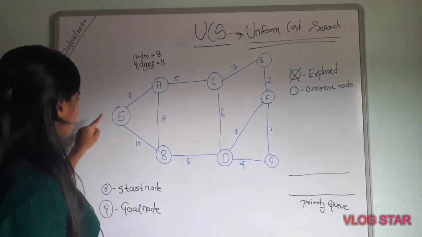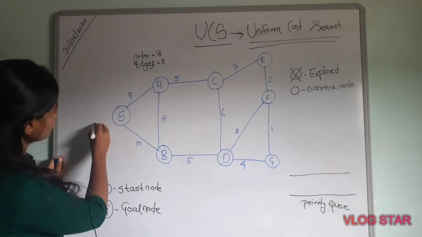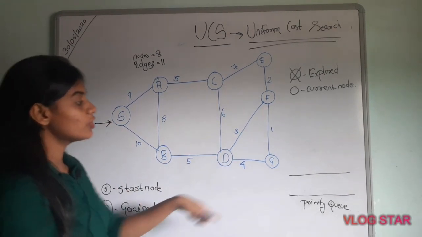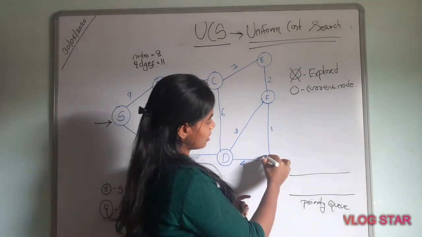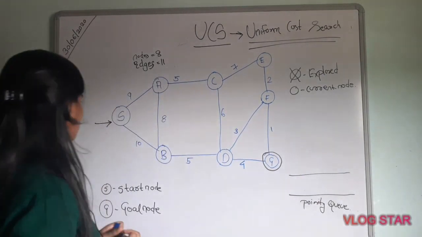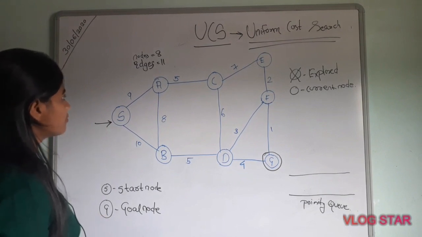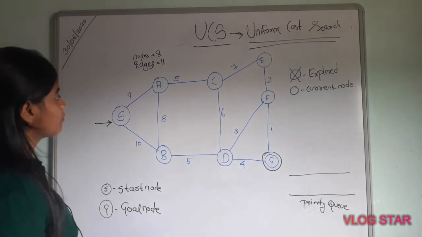Okay. Then our start node is S. Initial node is S. Our goal node is G. Okay. Now our first step is that we will start from the initial node.